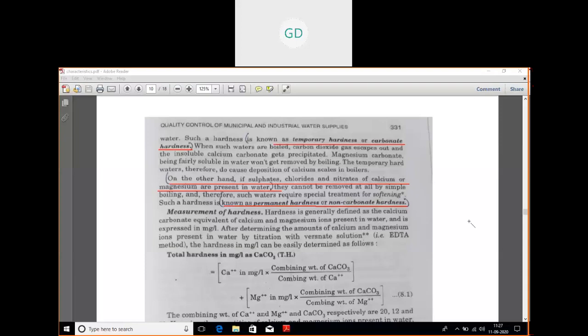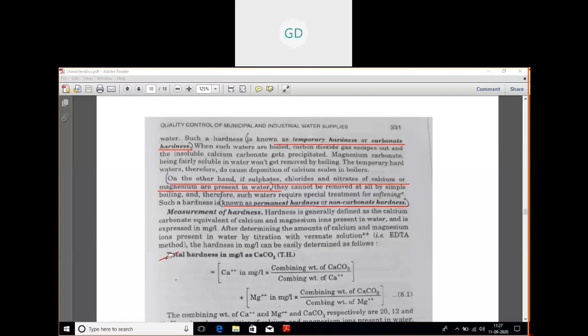Some treatments are there for removing permanent hardness. Later you will come to know there are three or four methods, like the zeolite process, the ion exchange process, and demineralization. Later, when we study the treatment of water chapter, you will come to know about all this. There is a certain formula for finding out the total hardness in water.